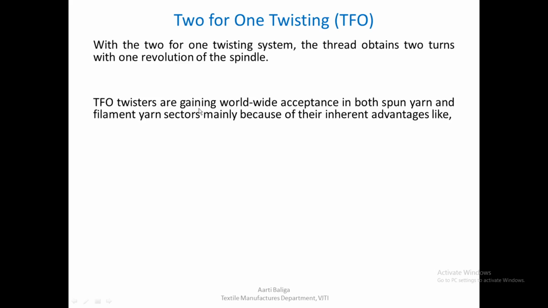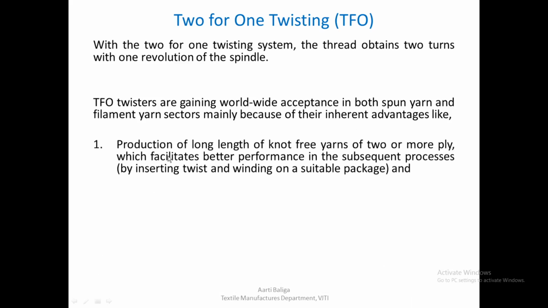The TFO twisters are gaining worldwide acceptance in both spun yarn and filament yarn sectors, mainly because of inherent advantages like production of a long length of knot-free yarns of two or more ply, which facilitates better performance in the subsequent processes by inserting twist and winding on a suitable package. So here the package size is also, we can have directly a cone or a cheese, and the production is higher, so that is the advantage.